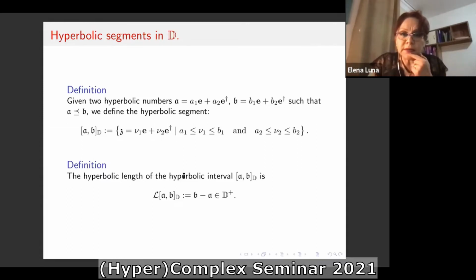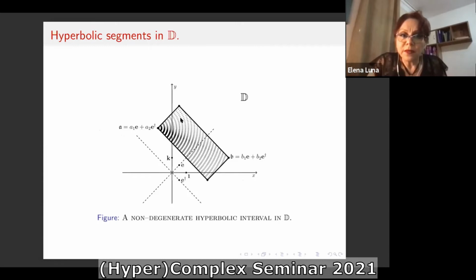Now I will give something more about the interval. This is a hyperbolic interval, and we can also talk about the length. We define the length of the interval just like we do with the real intervals. The length of a hyperbolic interval will be just the difference B minus A, which will always be a positive hyperbolic number. So here I have the interval.